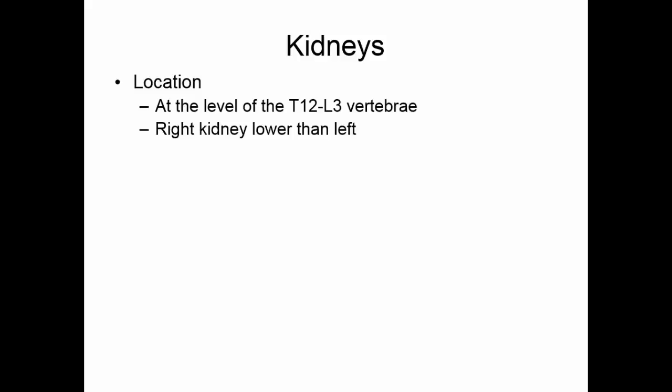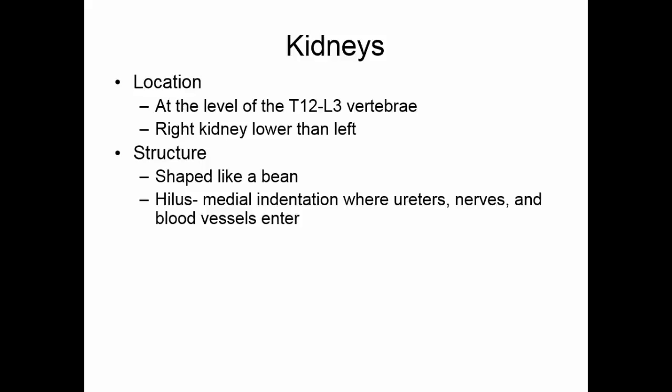The right kidney is slightly lower than the left. The liver is on the right side of the body and is a very large organ. It pushes the right kidney down just a little bit. The kidney is shaped like a bean and has a hilus. This is an indentation on the medial side. The ureters leave the kidney here. Nerves and blood vessels enter and leave the kidney at this point.